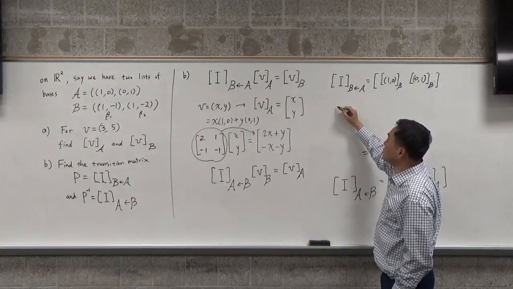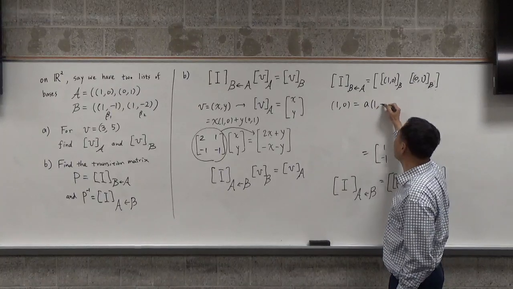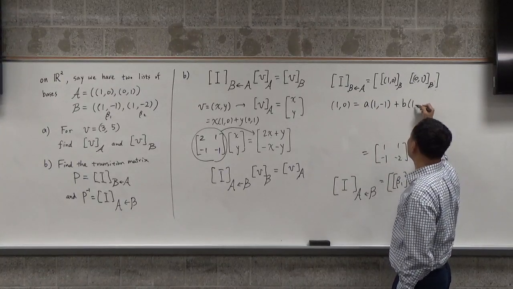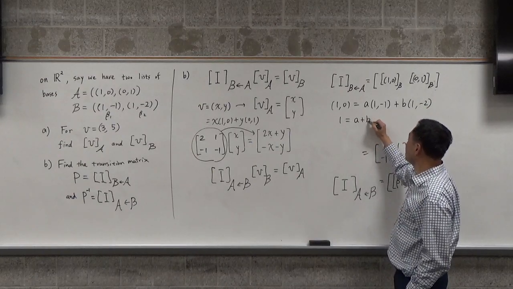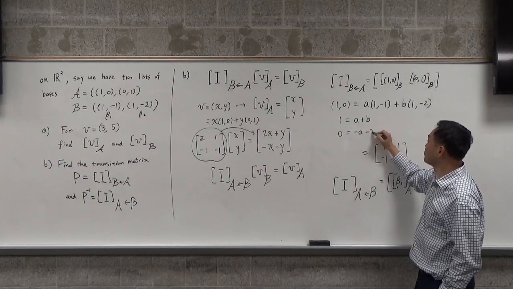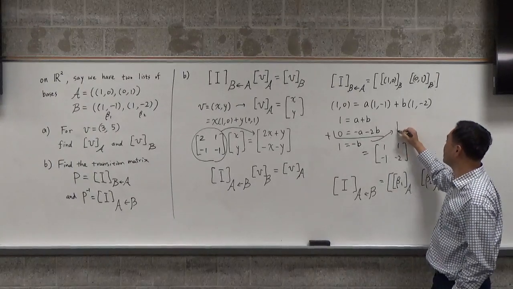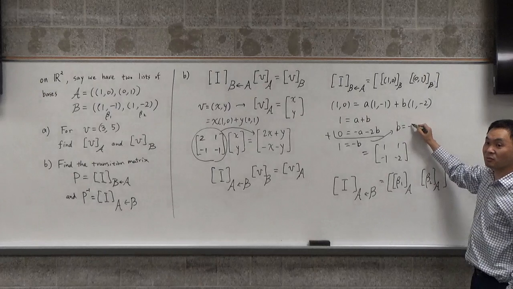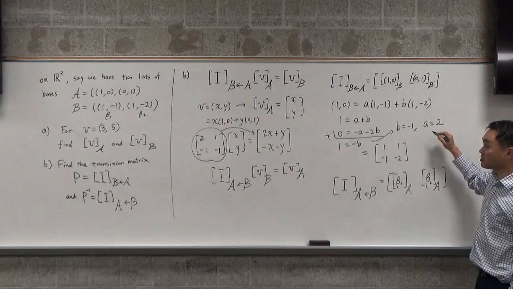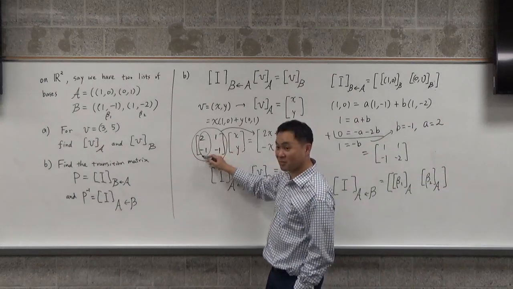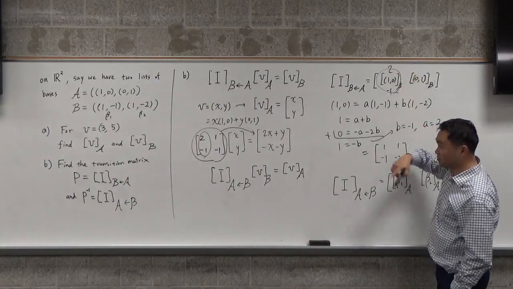Okay, so first of all, 1 comma 0, I want this to be something times 1 negative 1 and something times 1 negative 2. So that means 1 is equal to A plus B, and 0 is equal to negative A minus 2B. Add them up, you get 1 equals negative B. So what is B? Negative 1, A is 2. So you get 2 comma negative 1. It's exactly this one, isn't it? Right? So this does give you 2 and negative 1, the first column.